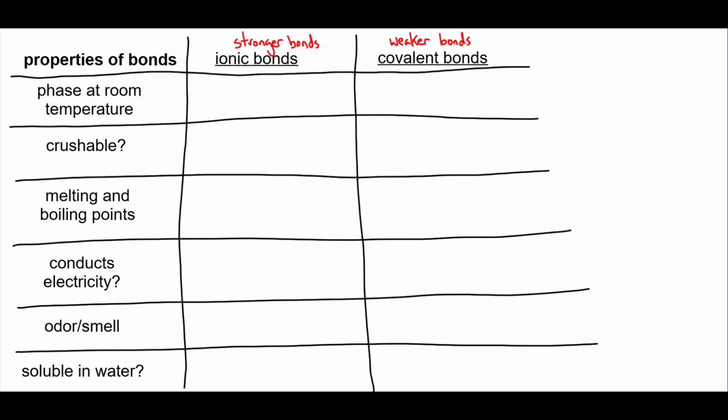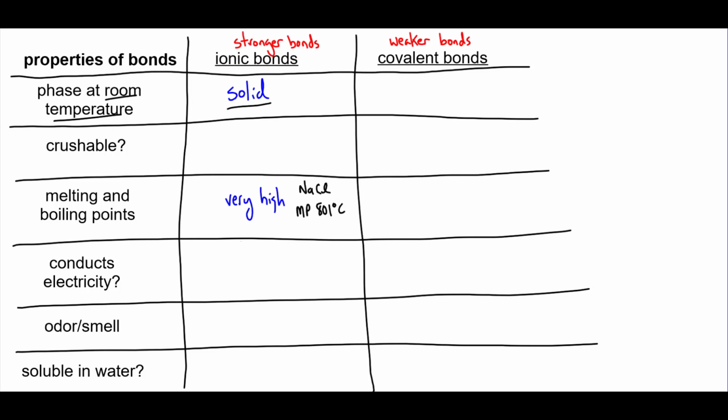Now for phase at room temperature, phase means is it a solid, a liquid, or a gas? Well, ionic substances are always going to be solids at room temperature because to overcome the forces holding those ions together and let them kind of slide around as a liquid, that would require so much energy that it's just not possible at room temperature. Now we can go ahead and jump down to the melting and the boiling points. If they're solids at room temperature and it requires so much energy to break apart those ions from each other to cause them to be a liquid and then a gas, that means the melting point is going to be extremely high. Like for example, sodium chloride has a melting point of 801 degrees C.